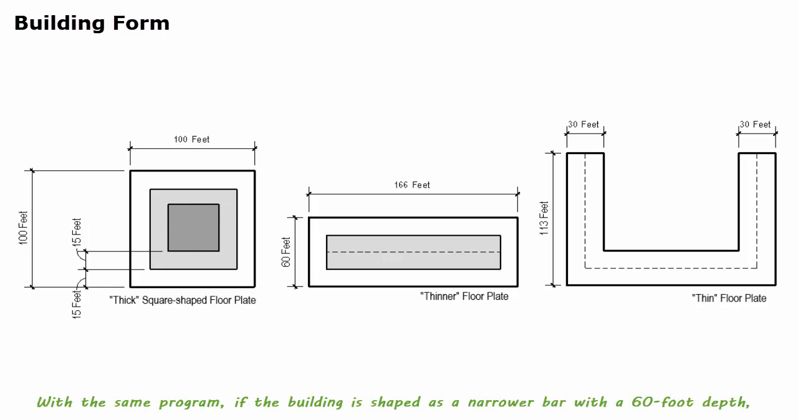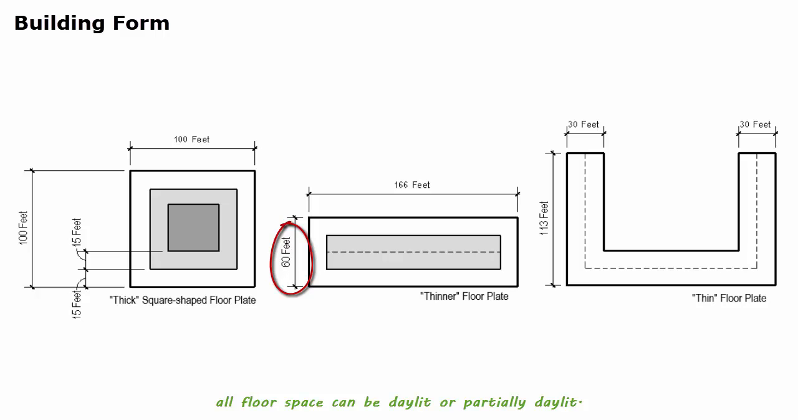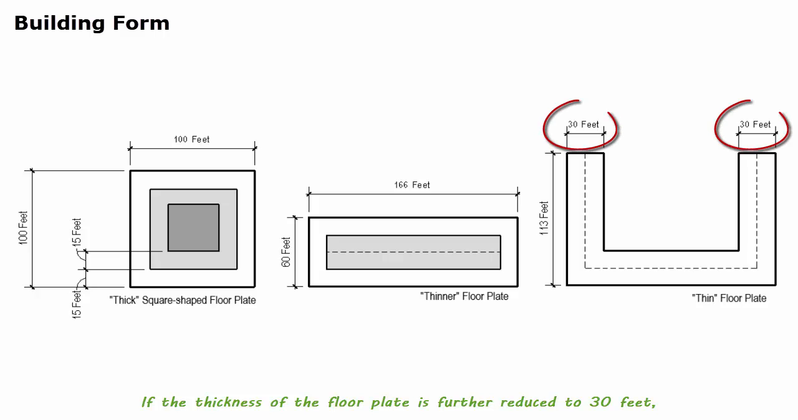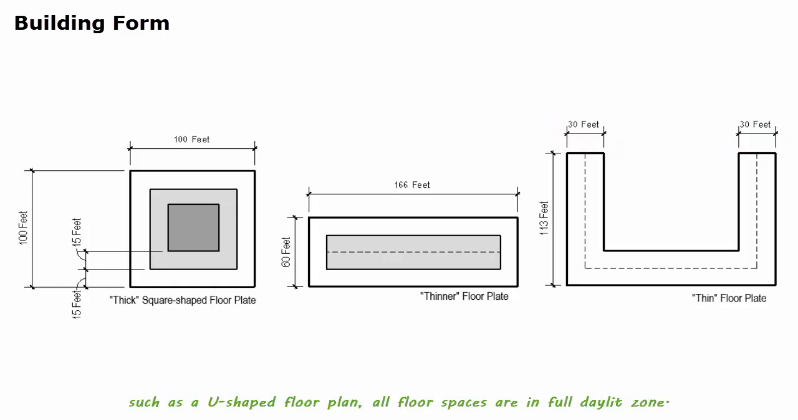With the same program, if the building is shaped as a narrower bar with a 60-foot depth, all floor space can be daylit or partially daylit. With bilateral lighting, 60 feet is a maximum depth for a floor plate to be reasonably well daylit, assuming a 10-foot ceiling height. If the thickness of the floor plate is further reduced to 30 feet, such as a U-shaped floor plan, all floor spaces are in full daylit zone.